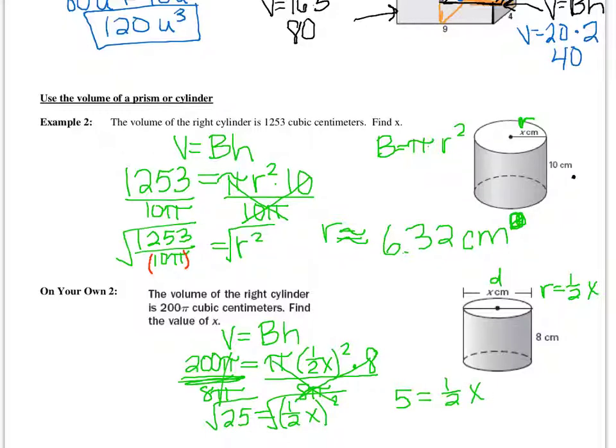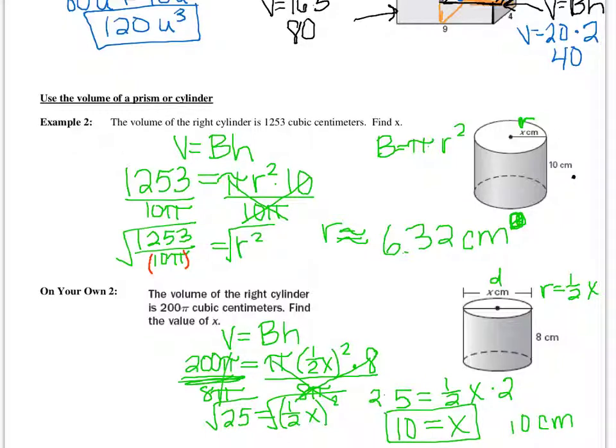Now remember, to undo a fraction, we're multiplying by the reciprocal, so I'm going to multiply both sides by 2. 2 times 5 is 10 equals, and the other side I have x. So my answer is right here. That is 10 centimeters.